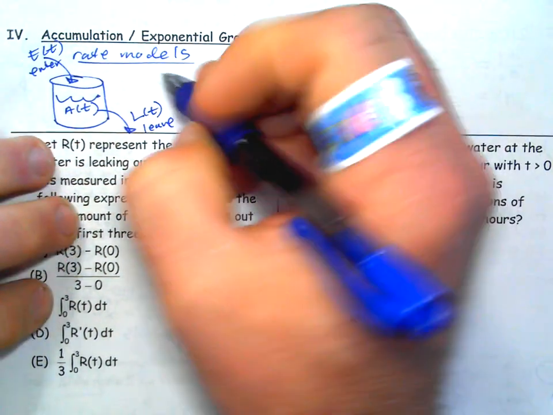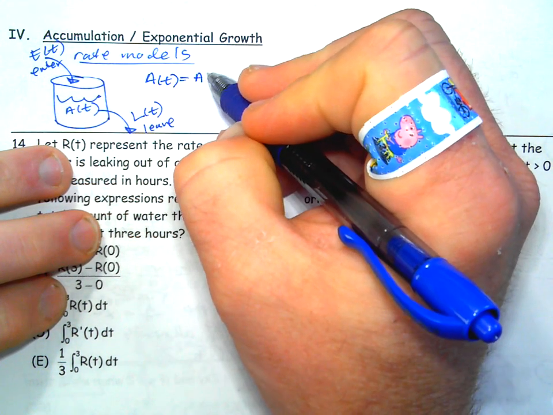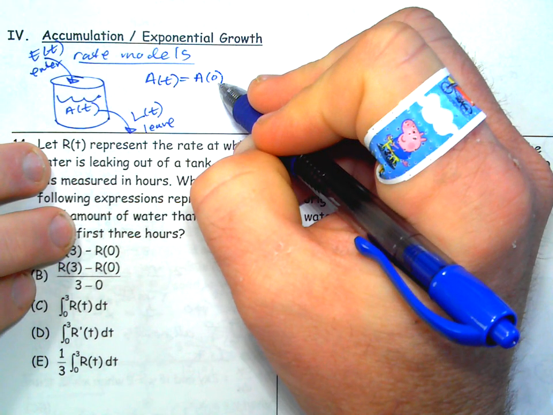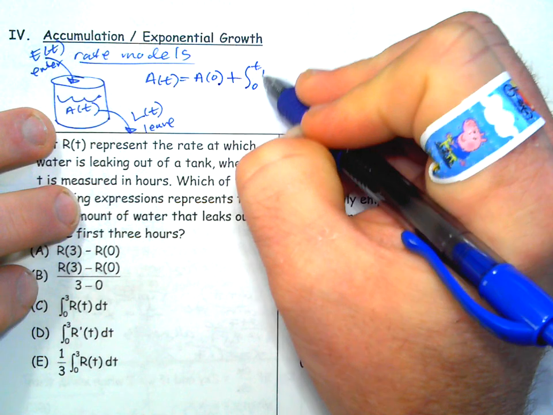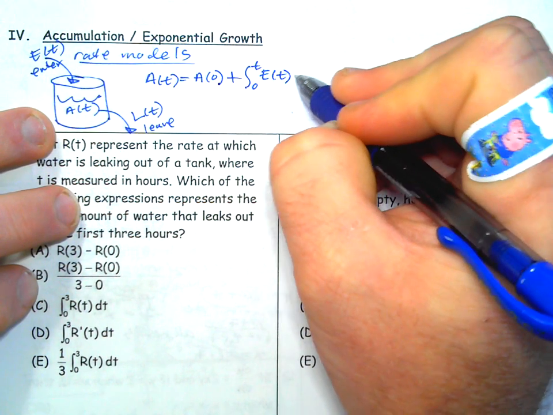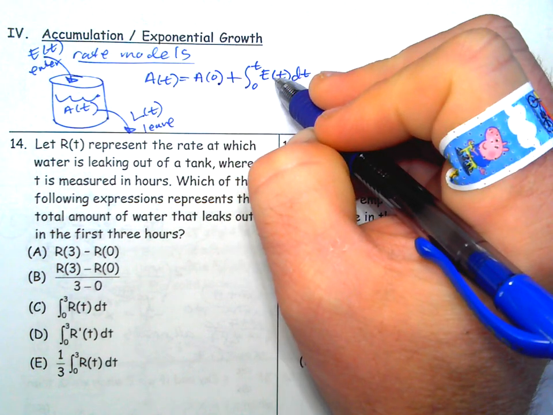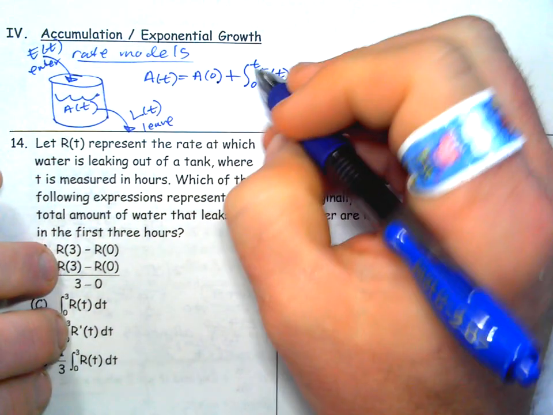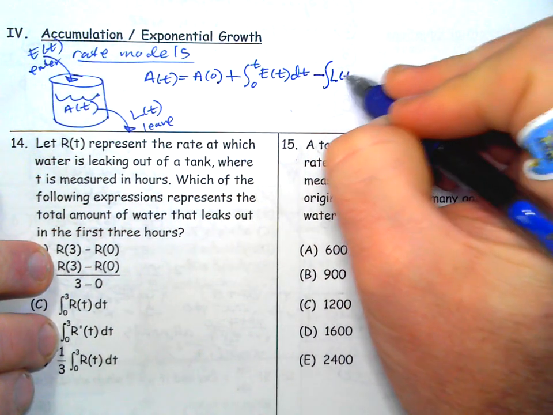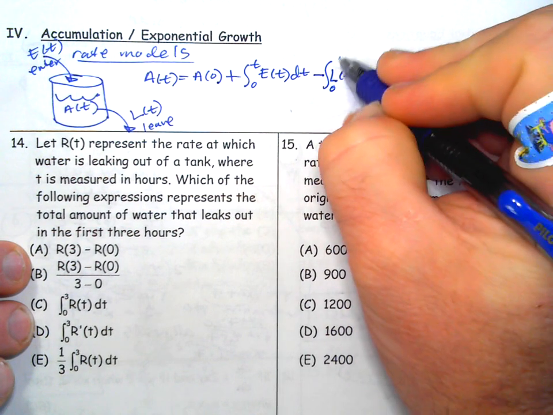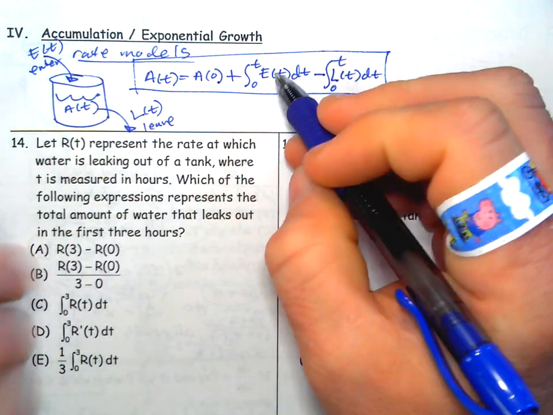The rate model says, okay, well, the amount at any time is the amount at, say, time 0, or whatever time, the initial condition, plus the accumulation of all the entering water. So this is a rate, so it's measuring change. If we add all the changes up, then we get all the positive changes. And then we subtract all the leaving changes. This is the fundamental theorem of calculus part 1 also, that if you integrate a derivative, you get the change in the thing.